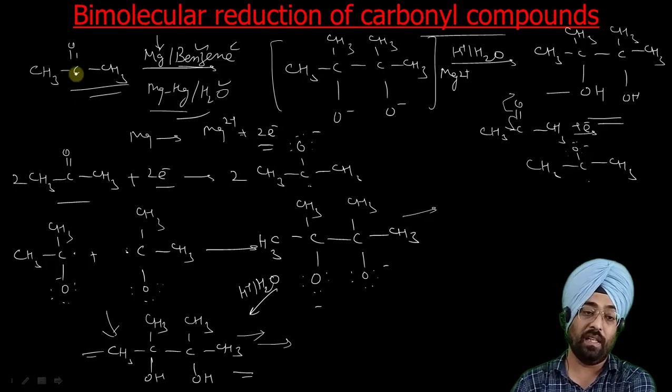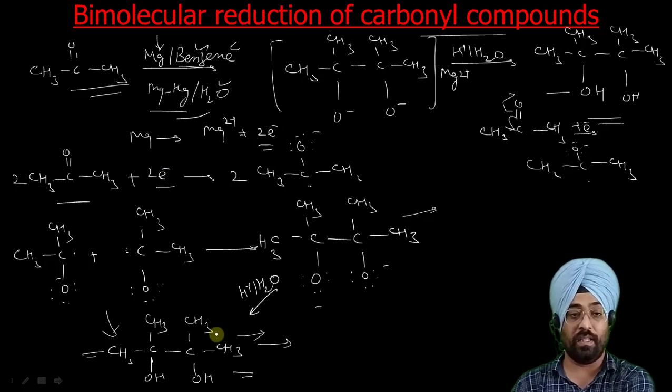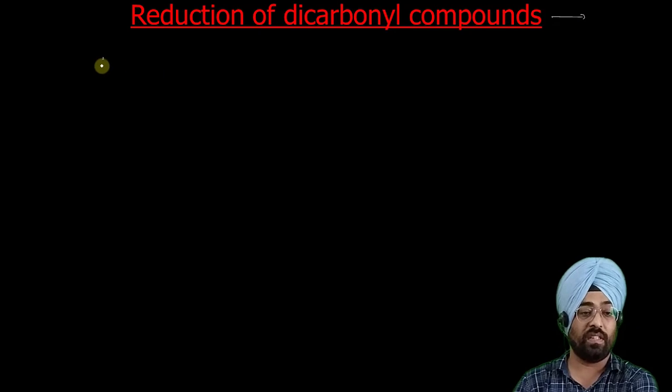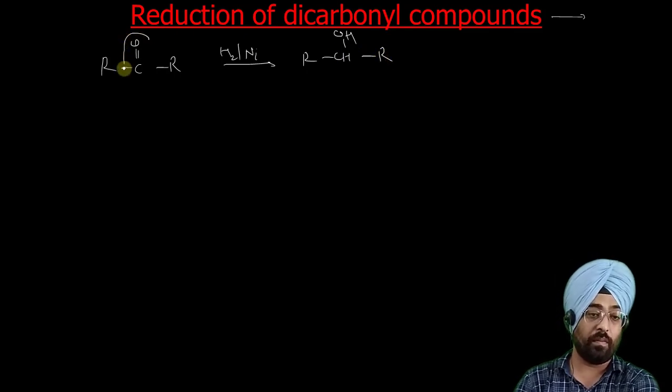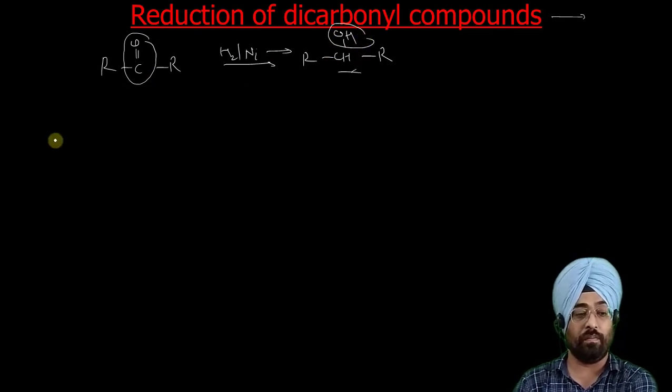We have already done that. These ketones, upon reduction, form alcohols. So that was the reaction, and it was quite easy. Now let us move to the next reaction, that is reduction of dicarbonyl compounds. The basis of this reaction is, suppose we have any carbonyl compound and we do its catalytic reduction, then we will get RCHOHR. Now suppose we have two carbonyl groups in the same compound and we do its reduction, then we will get a diol. So that is reduction of a dicarbonyl compound.